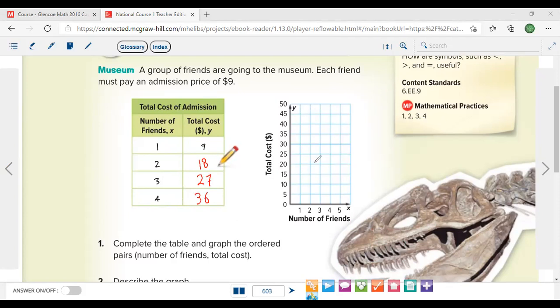Now we can graph, as you can see. So from 1 up to 9 will be here, before 10 a little. 2 up to 18, before 20 a little, 18. 3 up to 27, after 25 a little, so it could be here. From 4 up to 36, this is 35, so 36 will be here.